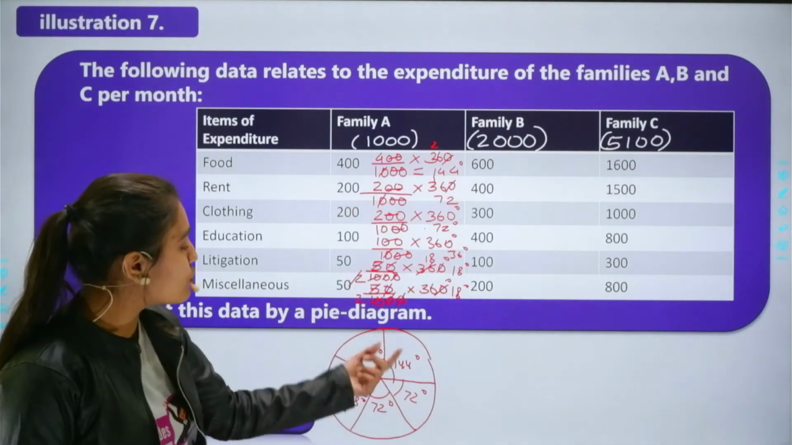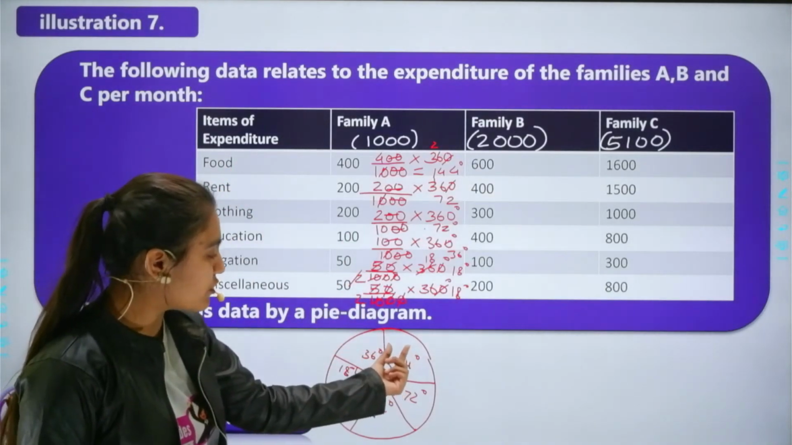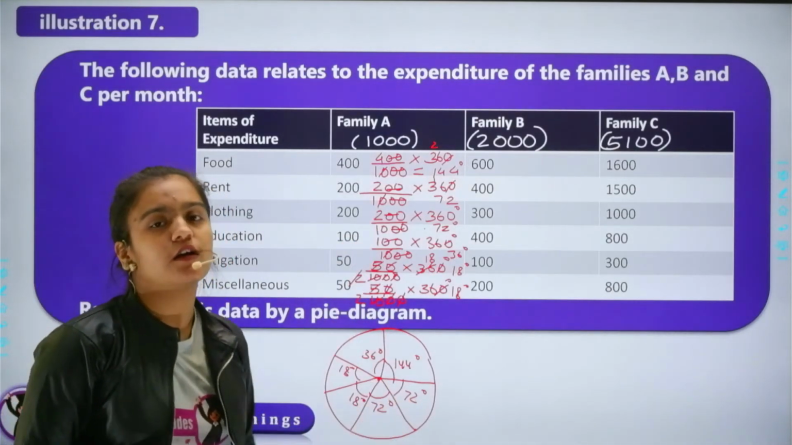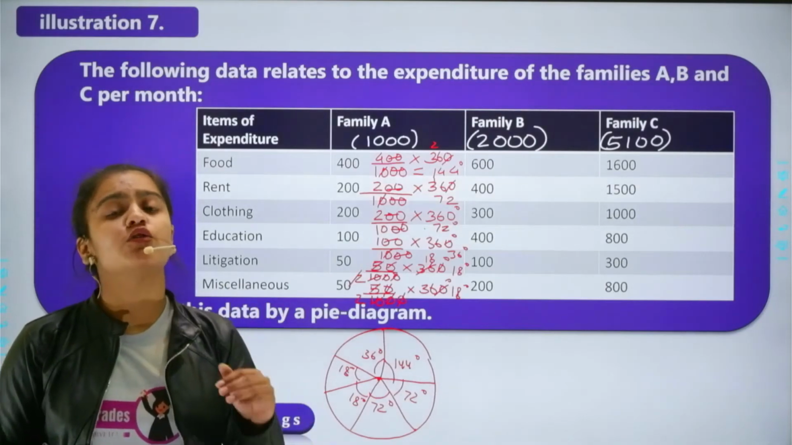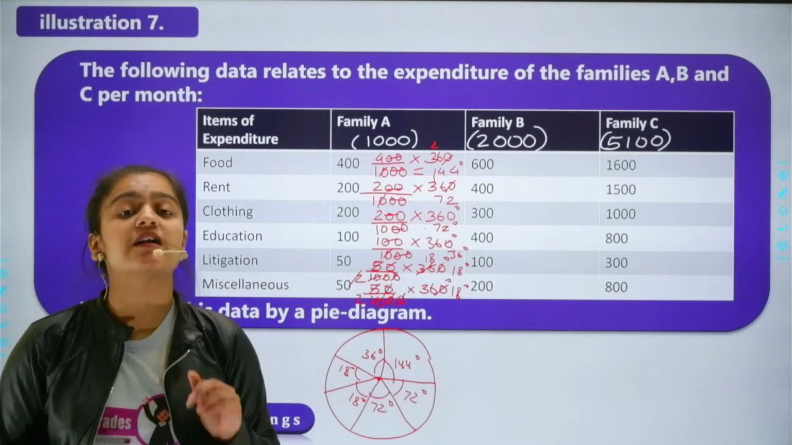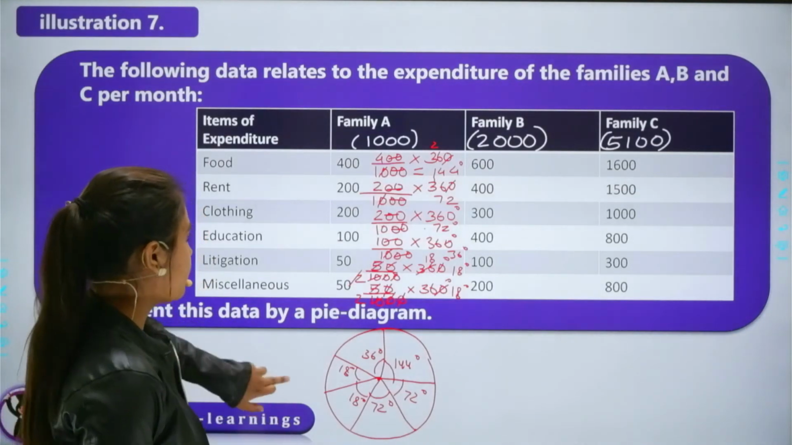You can also write the name, like for food you have 144 degree, so you can write here food. Like for rent you have 72 degree, you can write here rent. So whatever section it represents, you can either write the name, or you can draw the sections with patterns, or you can color it with different colors also. So this is how you can draw the pie chart.